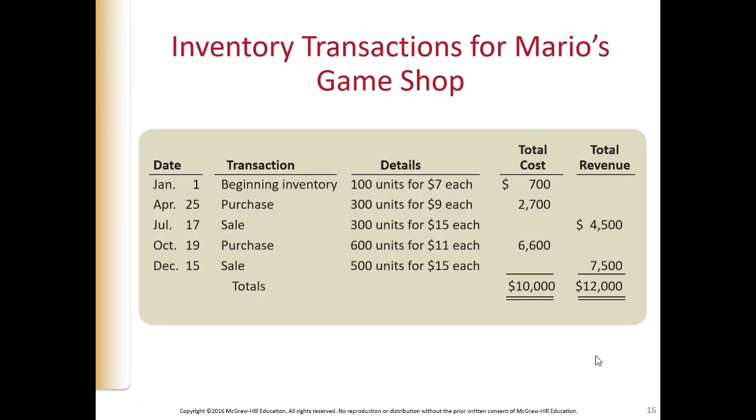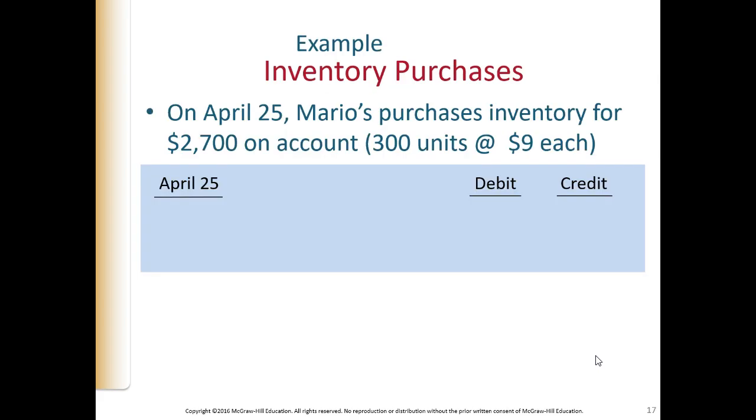Let's take a look at this. Some of these numbers look, again, similar. January 1st, you can see a beginning inventory. We have a purchase on April 25th, a July 17th sale, October 19th purchase, we saw that earlier, and then a December 15th sale. Let's record entries for the first two items that happened during the year, the April 25th purchase and the July 17th sale.